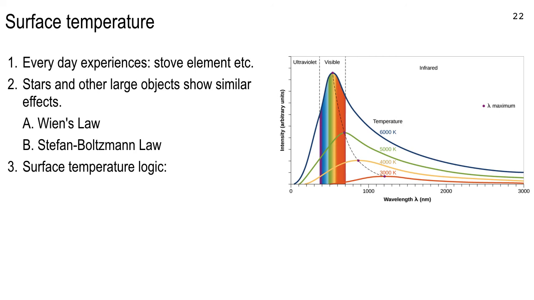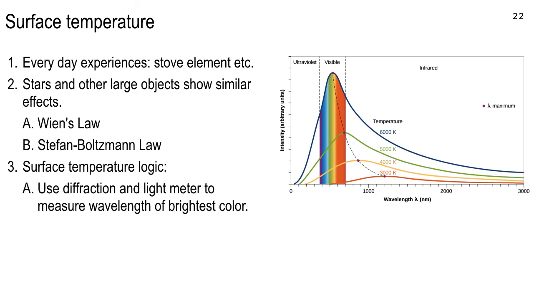So here's the logic. You use a diffraction grating and a light meter to measure the wavelength of the brightest color of a star. So you're looking at a star, you send the starlight through a diffraction grating, and you're going to get a rainbow, a spread of colors. And a star is going to be an incandescent object, so it'll give you a rainbow of some kind.